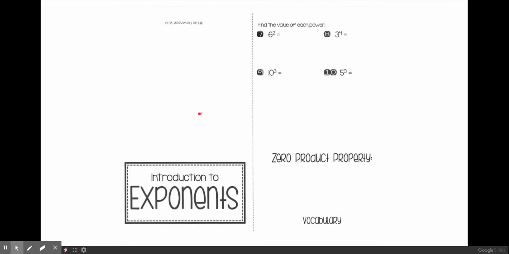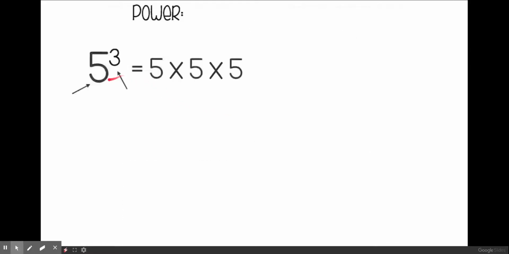In this video, we are going to learn all about exponents. Let's begin. So let's start with some vocabulary. This number right here is called a base, and the small number right there is called the power or the exponent. So the 3 is the exponent. So you would say 5 to the power of 3, or 5 raised to the power of 3, or you could call this 5 to the third power.